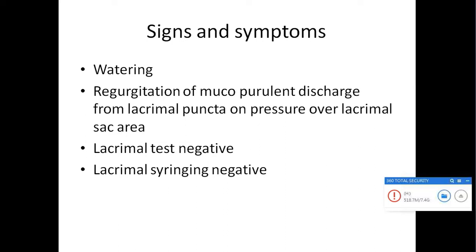What are the signs and symptoms? Watering. And whenever you put pressure on the lacrimal sac area, mucopurulent discharge will come out from the lacrimal puncta. And you can do the lacrimal test, which will be negative, and lacrimal syringing will be negative.